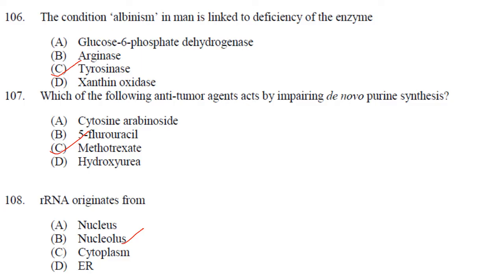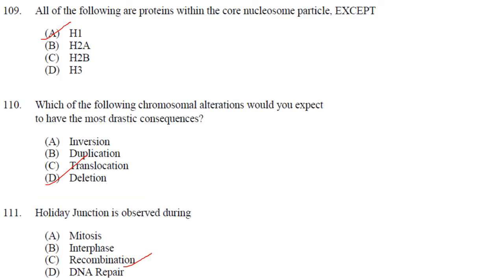Then, rRNA originates from the nucleolus. Next question: all of the following are proteins within the core nucleosome particle except. A nucleosome is a section of DNA wrapped around a core of protein, and this core of protein are histone proteins. The DNA segment is wound around 8 histone proteins. This histone octamer consists of 2 copies each of histone proteins H2A, H2B, H3 and H4.